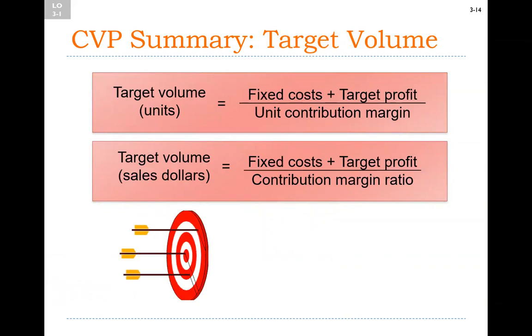And then with target profit, or this book likes to call it target volume. I think in accounting 2, your book likes to call it target profit. It's the same thing. We're still trying to find out how many units we need to sell in order to make a certain amount of profit, or how much money do we need to have in sales to make a certain amount of profit. Just add that desired profit into your fixed costs in your numerator and make sure you're dividing by the correct denominator.